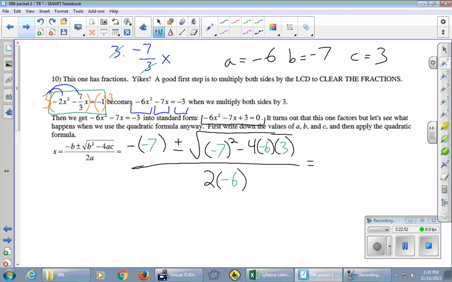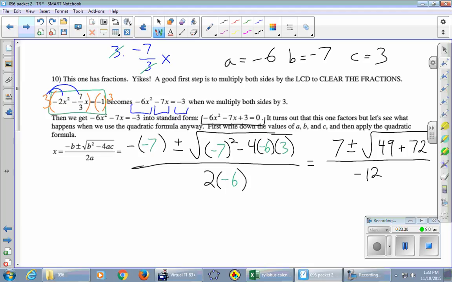Negative 7 becomes 7 plus or minus square root of negative 7 squared, 49. I really think you should deal with the signs separately. Is this going to become a plus or a minus? That's plus. And now we don't have to worry about the signs. It's just the numbers. 4 times 6 times 3. That's 72. All divided by negative 12 on the bottom.